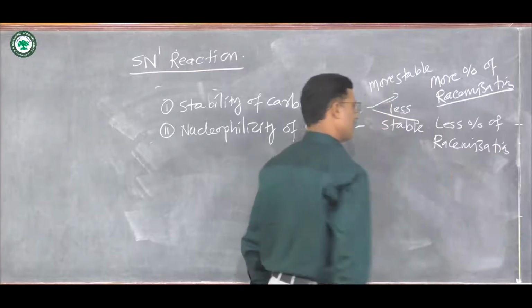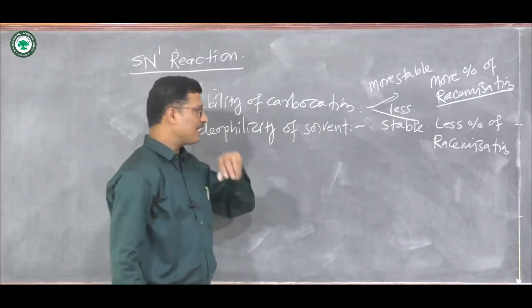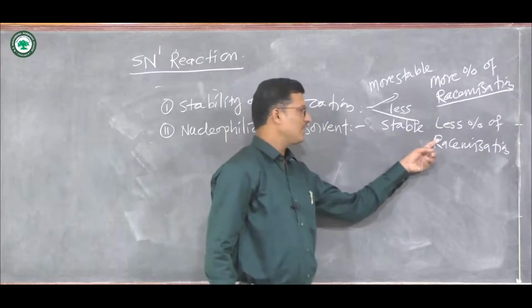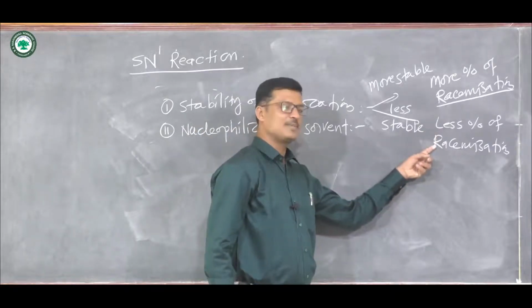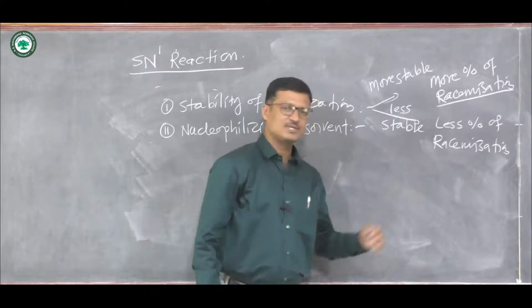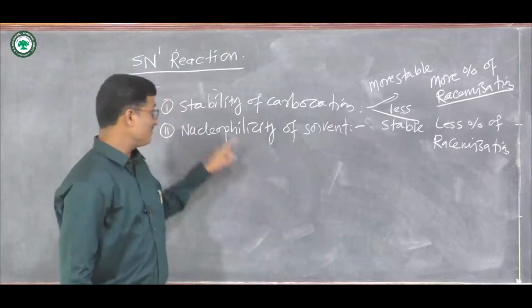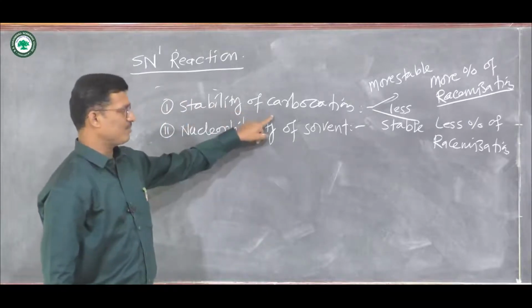So we remember what happened: when the carbocation has less stability, the backside attack is more, and when the backside attack is more, the inverted product is more, and when the inverted product is more, the percentage of racemization is less. So the first important factor is the stability of the carbocation.